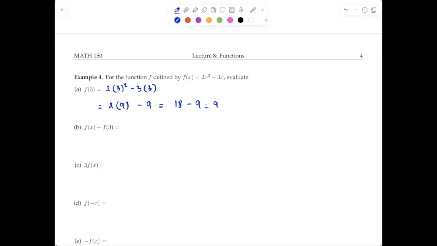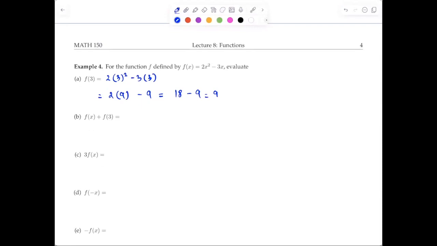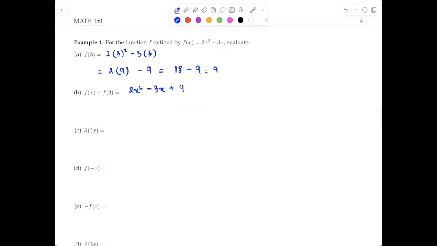Now part B, f of x plus f of 3. So f of x is 2x squared minus 3x plus f of 3. You found it in part A, which is equal to 9. So this is 9. Right? So B is 2x squared minus 3x plus 9. For C, you have 3 times f of x. So 3, and then f of x is 2x squared minus 3x.